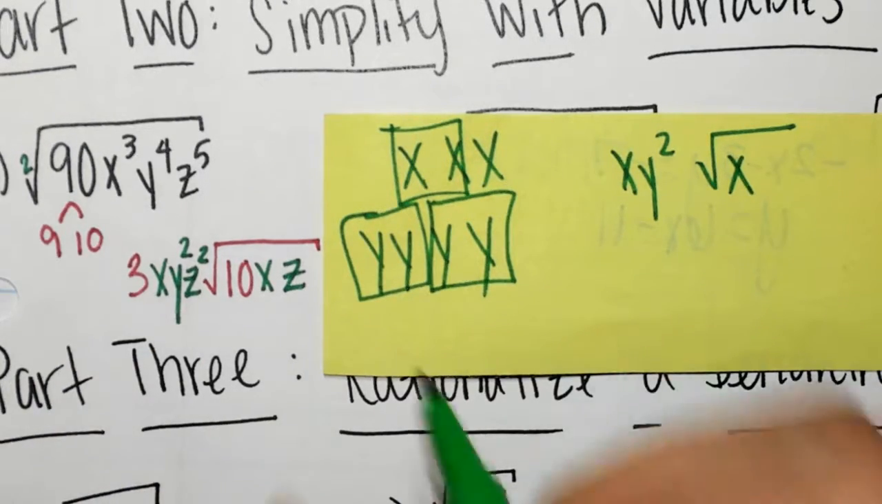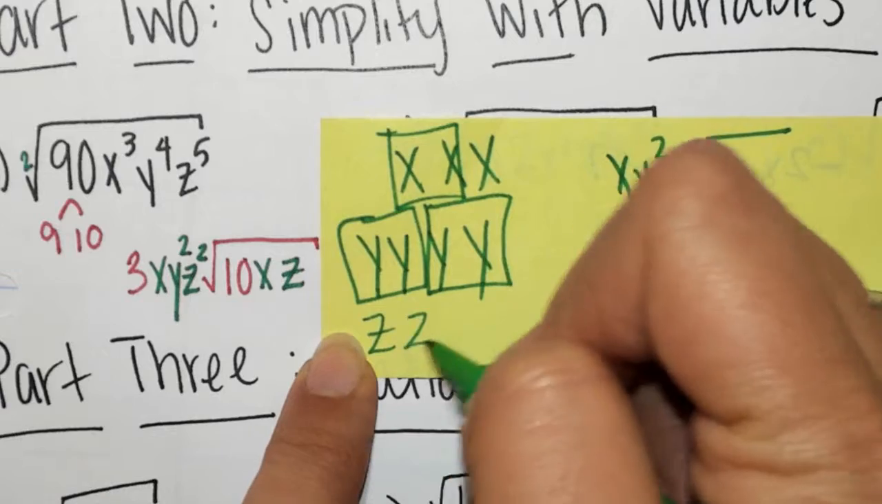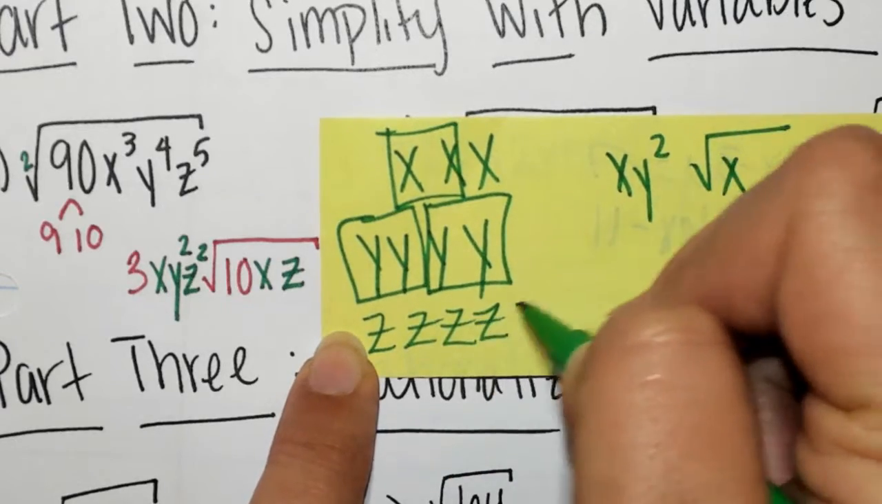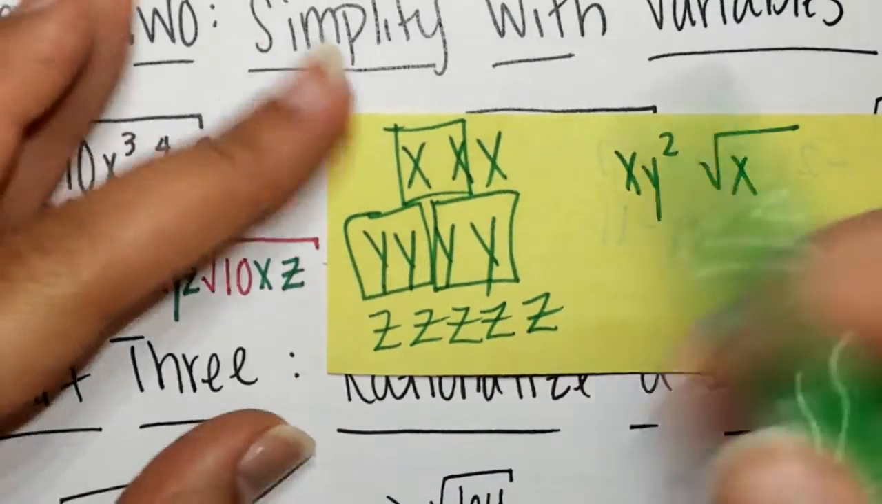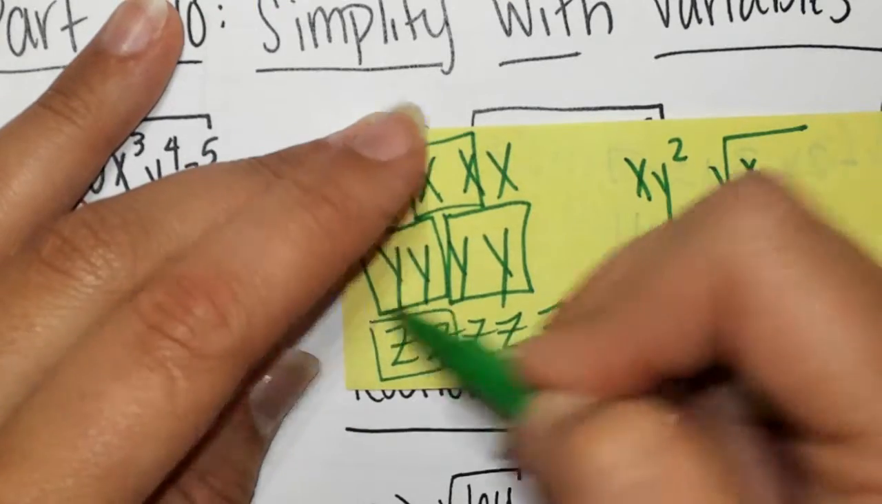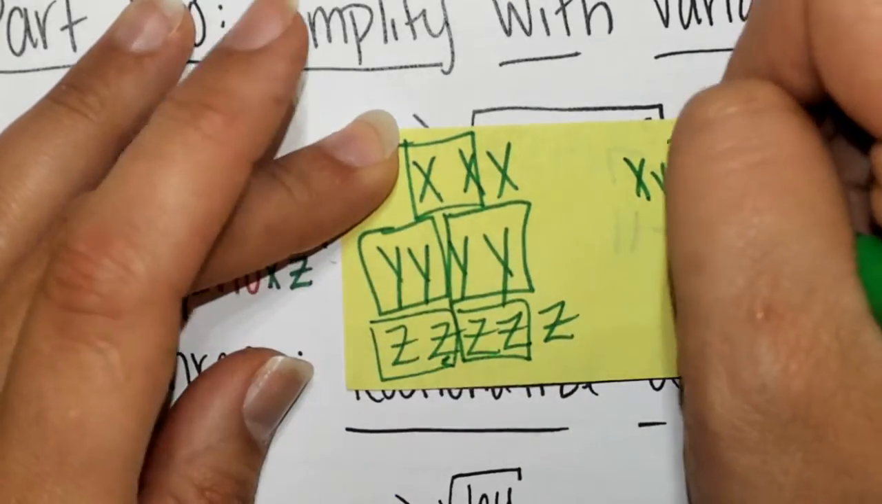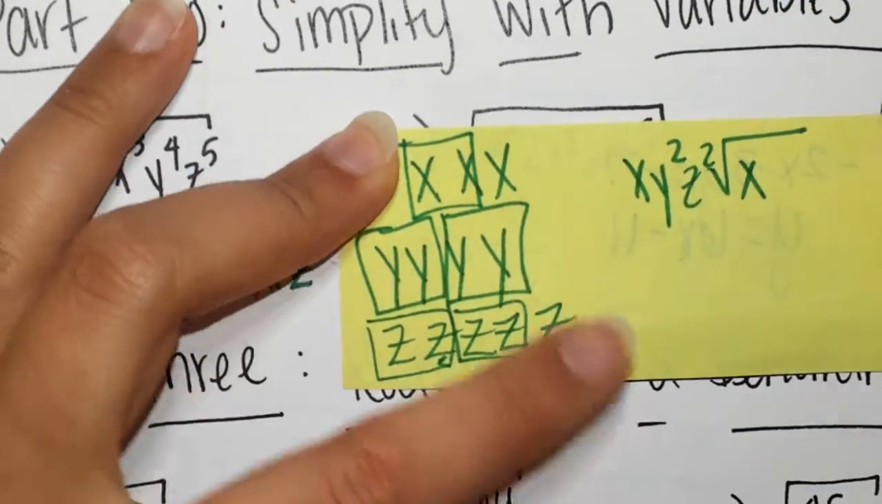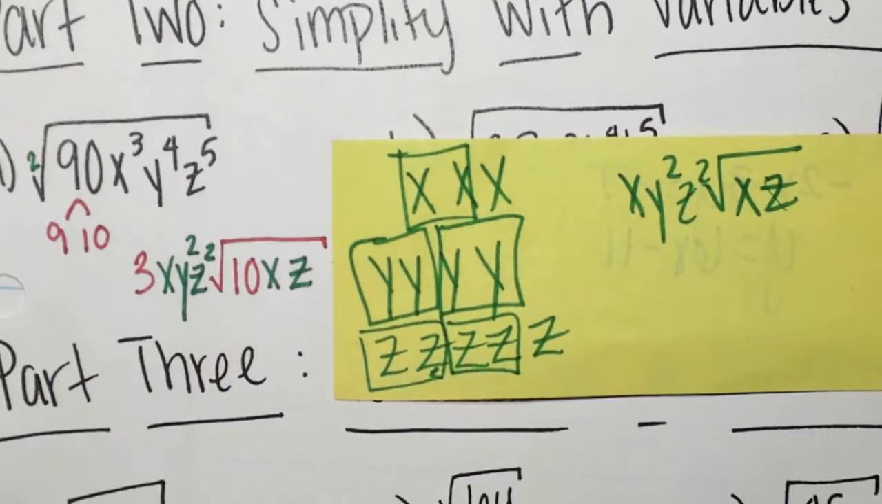How many z's do we have? 1, 2, 3, 4, 5. We need sets of 2. We have 1, 2 sets of 2 with how many left over? And that's why he goes under the house.